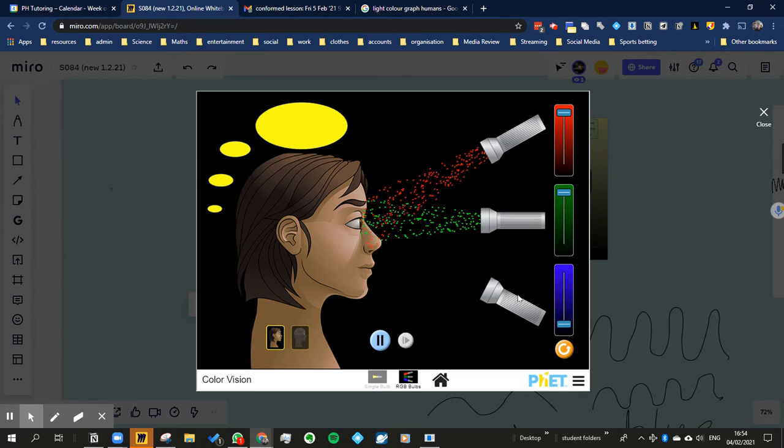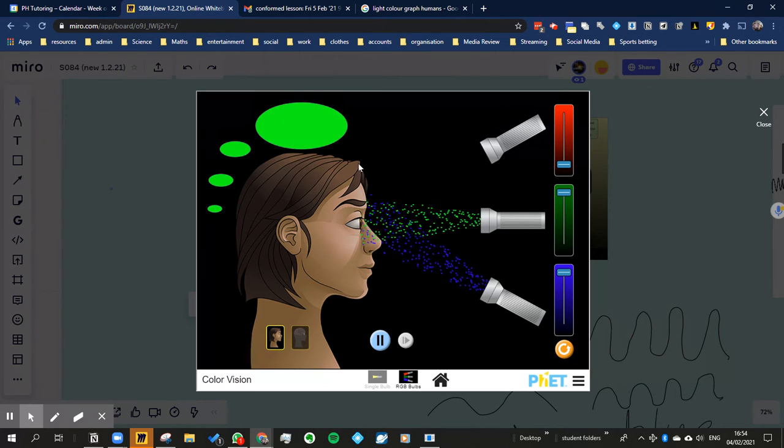And we can do the same thing with green and blue. We would see cyan, because if it was cyan light, the green and the blue cones would be firing as well.